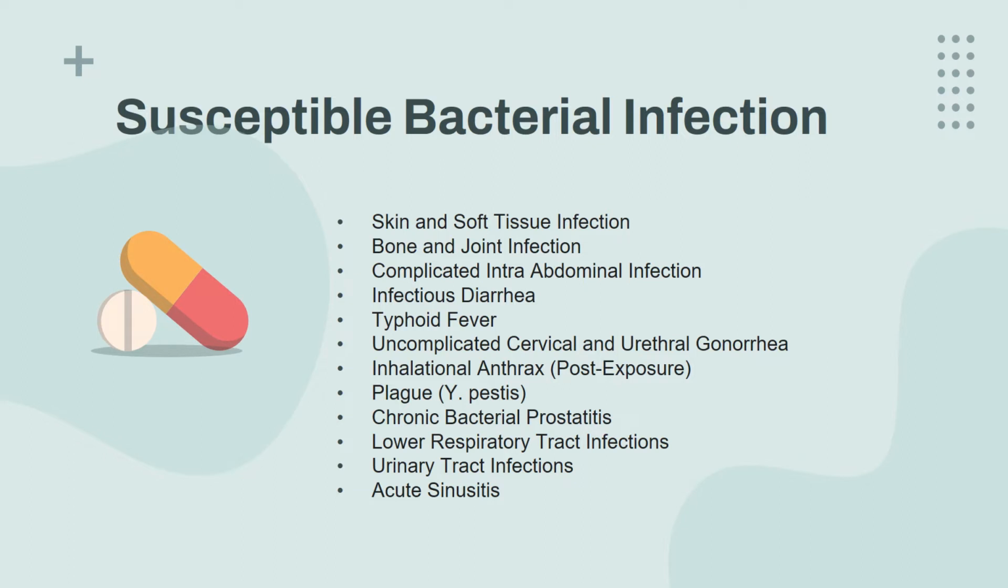Ciprofloxacin belongs to a group of antibiotics named fluoroquinolone, and it can be used to treat bacterial infections that are susceptible to this particular antibiotic. The most common conditions that can be treated with ciprofloxacin are skin and soft tissue infections, bone and joint infections, complicated intra-abdominal infections, infectious diarrhea, typhoid fever, uncomplicated cervical and urethral gonorrhea, inhalation anthrax, plague, chronic bacterial prostatitis, lower respiratory tract infections, UTI, and acute sinusitis.